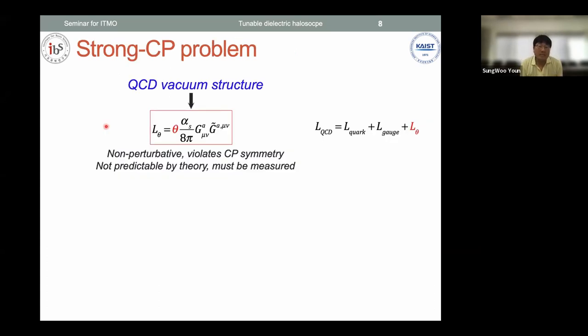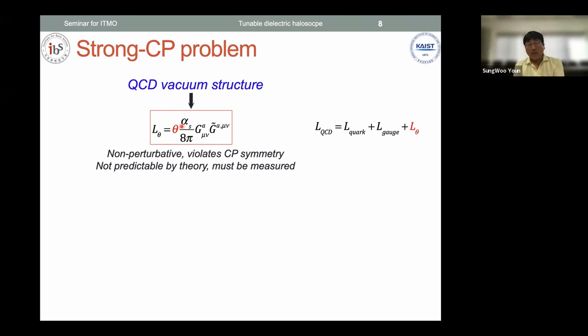Okay, so what is the strong CP problem? QCD, which is the strong interaction theory, basically predicts a very complicated vacuum structure, which naturally leads to an additional term, called the theta term, in this formula. This is non-perturbative, and it is supposed to naturally violate CP symmetry in strong interactions. Unfortunately, this term is not predictable by theory. It must be measured experimentally.